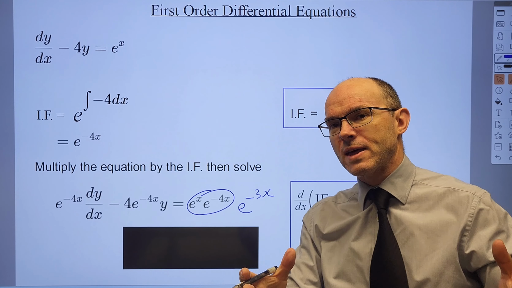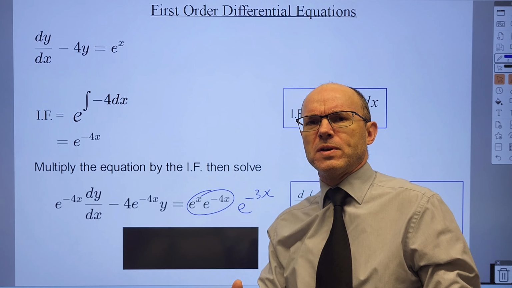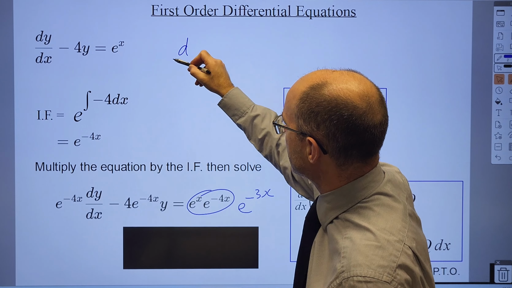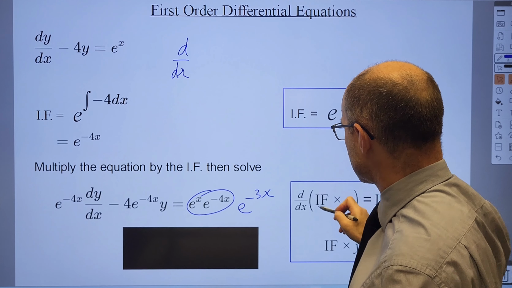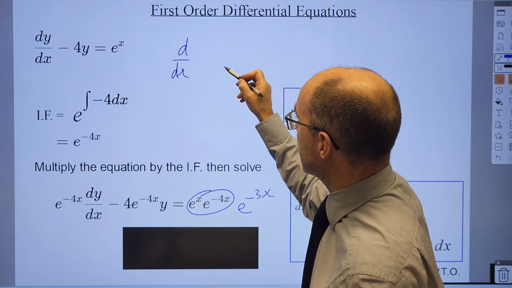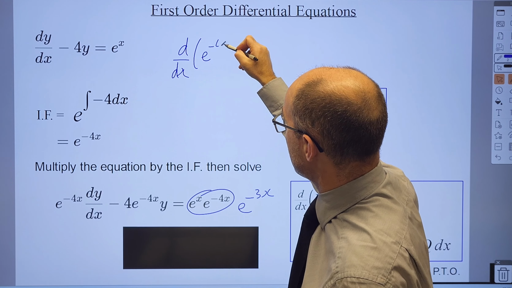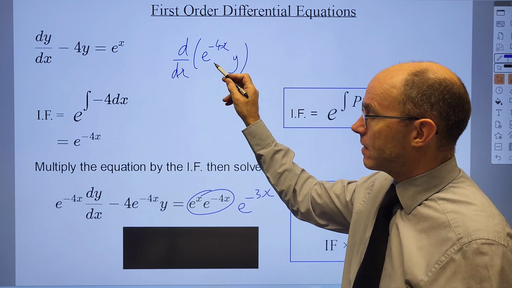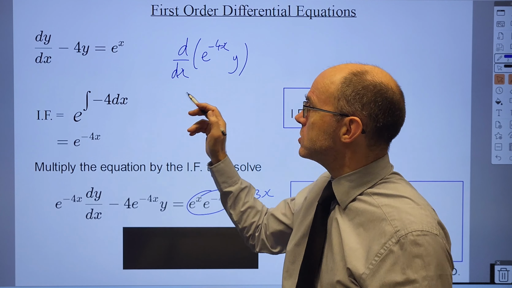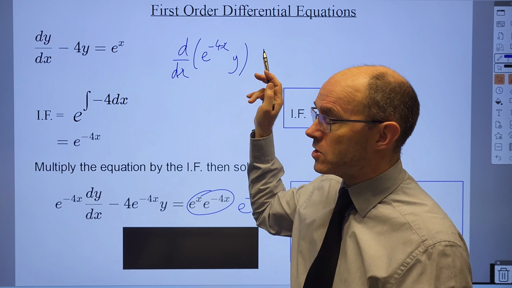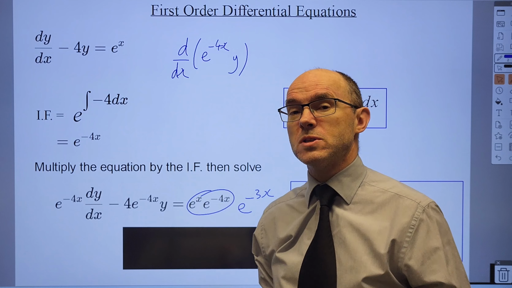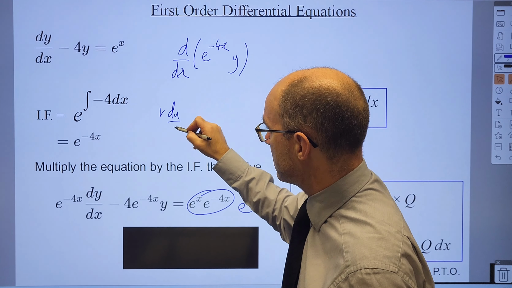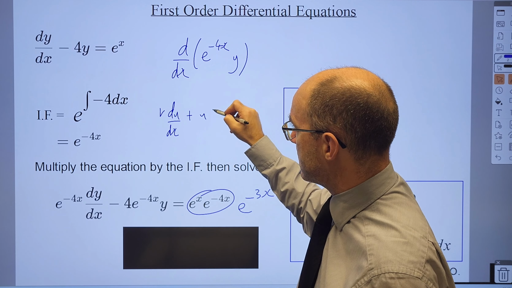I'm just going to check that with you now, and this will hopefully show you why this whole process is working. So I'm just going to write that down here while I've got some space. d/dx of the integrating factor, which was e to the -4x, multiplied by y. Okay. Let's work out what that is. So when you differentiate this, you've got a product of two terms. So you've got this multiplied by this. Using the product rule for differentiation, remember that's v du/dx plus u dv/dx.